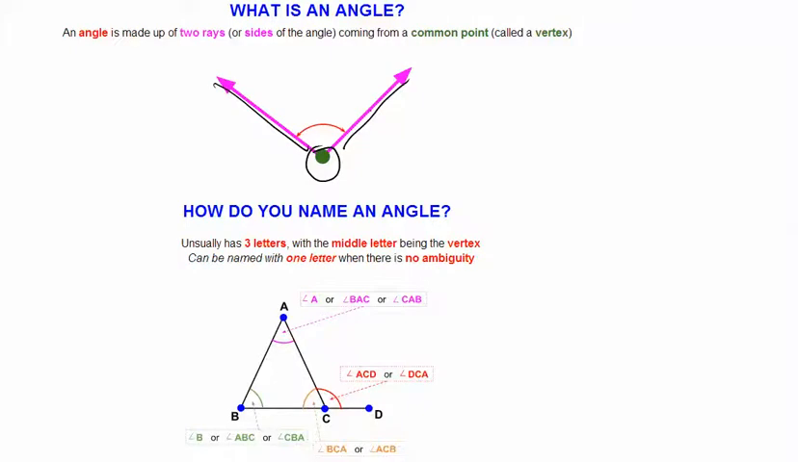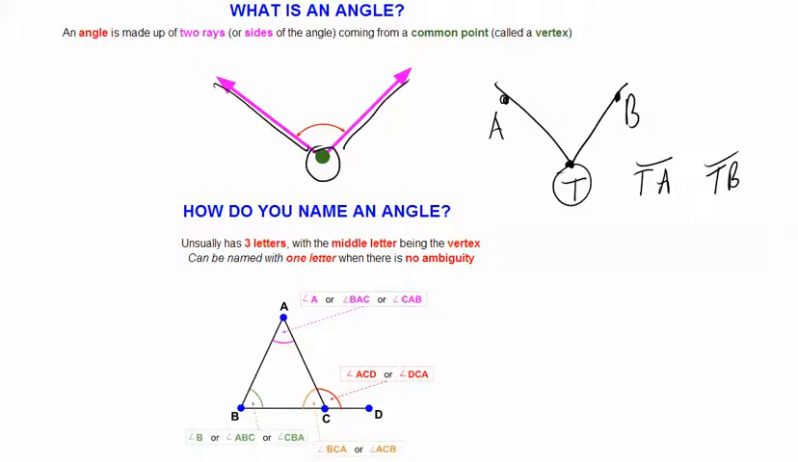Again, when we're naming a vertex, it's just simply going to be a point. So you might see something like this, where we have a vertex, let's say vertex T, and then over here we have the sides, let's say sides TA and TB. Okay, so the sides TA and TB, but vertex T, it's always going to be a single point.